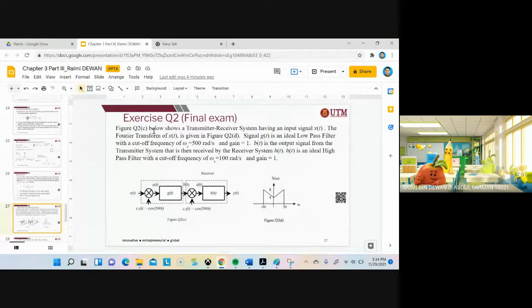Figure 2.6 below shows a transmitter receiver having an input signal xt. The Fourier transform of xt is given in the figure. This one is the Fourier transform of xt, meaning this one is your message signal. Signal GT is an ideal low pass filter. This one is the ideal low pass filter GT, G omega, with a cutoff frequency omega c and gain 1.